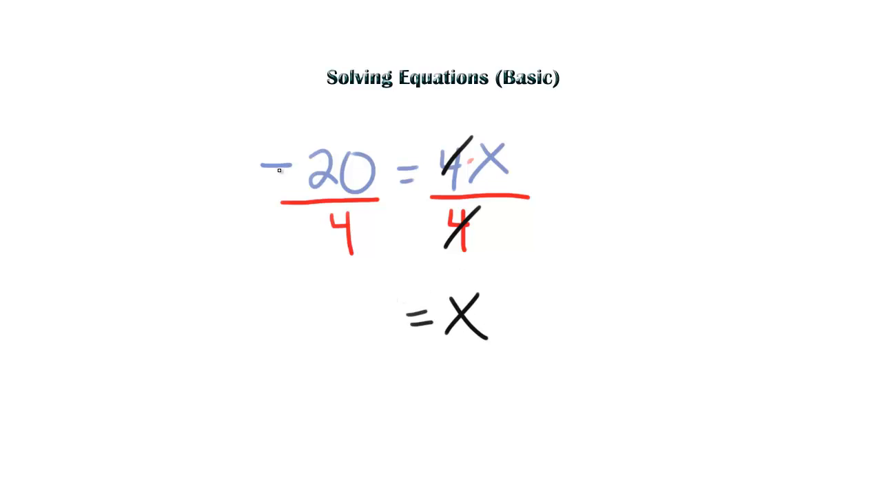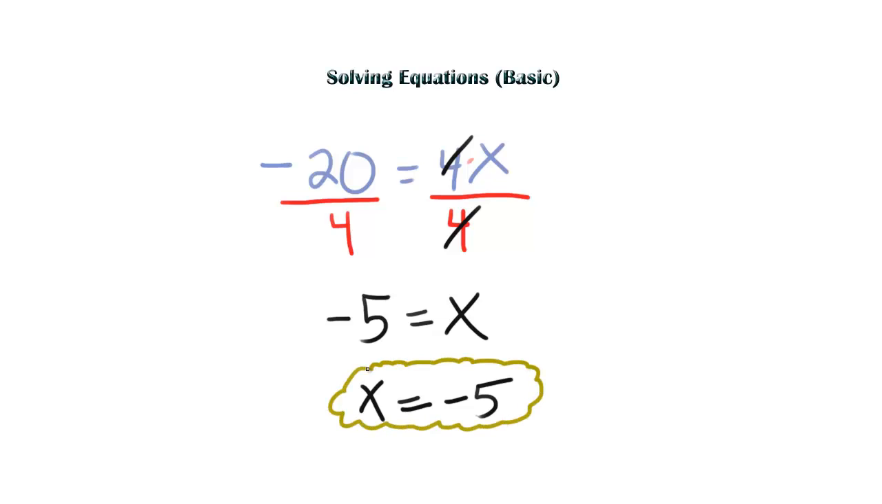Okay? And then here on the left hand side we have negative 20 divided by 4, so that's just a negative 5. Okay? So we normally put the x first, so we can just switch this around here. X equals negative 5. Okay? So that's pretty much it here. X equals negative 5. And you can always go back and check your answer. Right? So this one's good also.